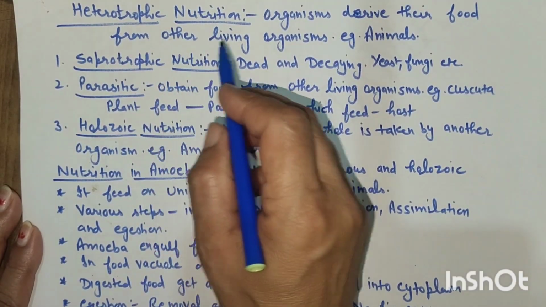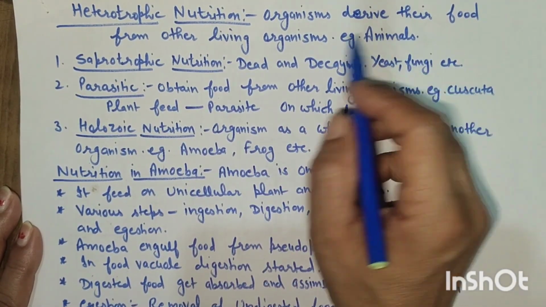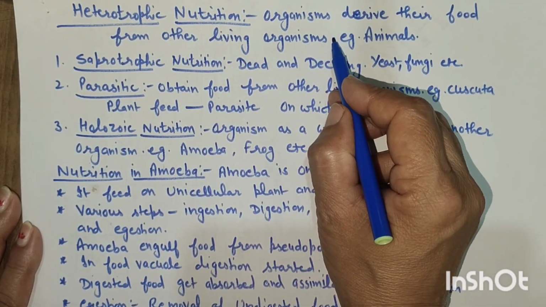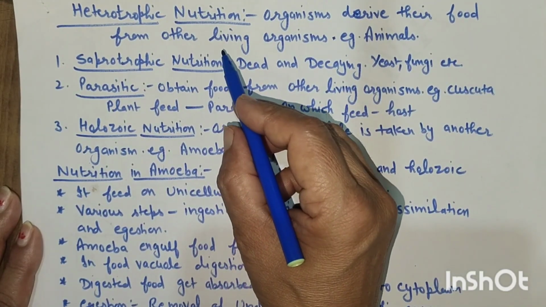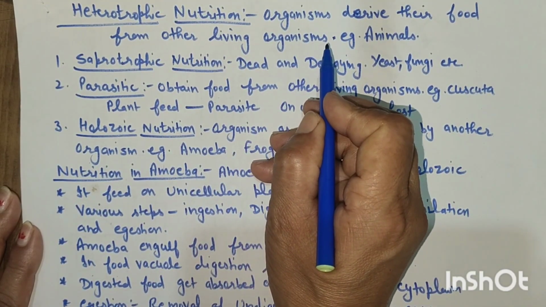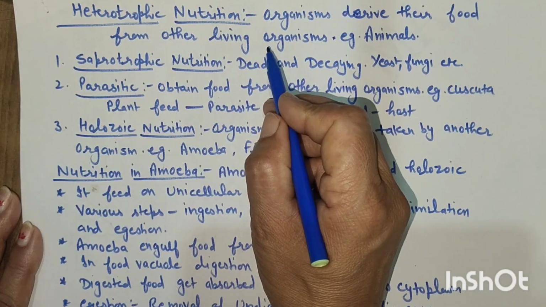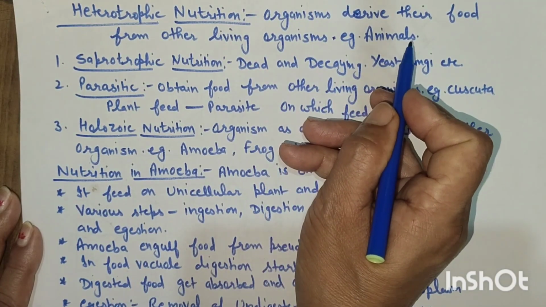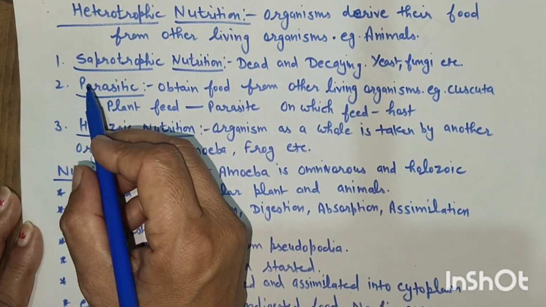Second is the heterotrophic mode of nutrition. In this mode of nutrition, organisms derive their food from other living organisms. They take ready-made food from other organisms, just like animals. It is of three types.